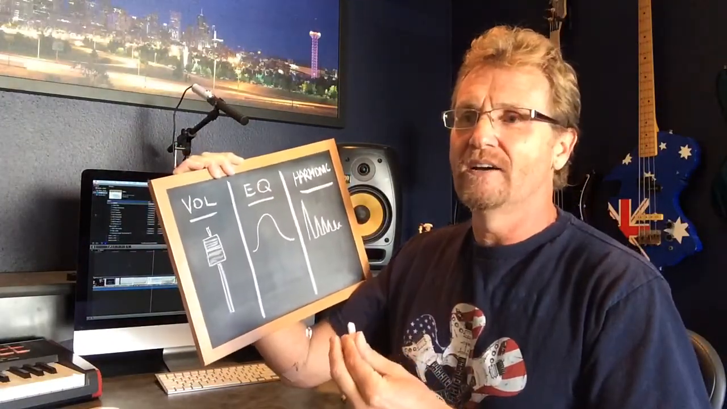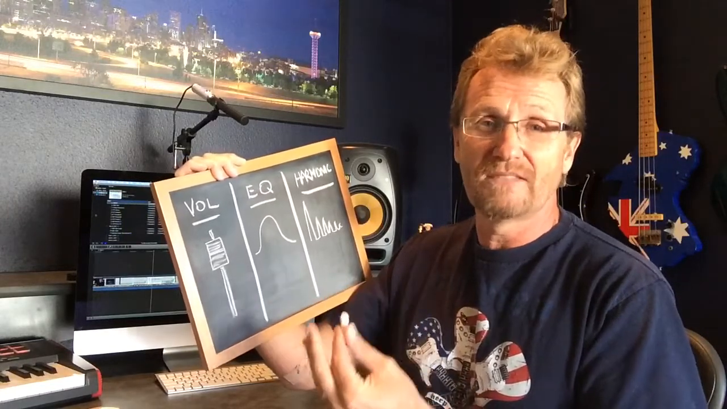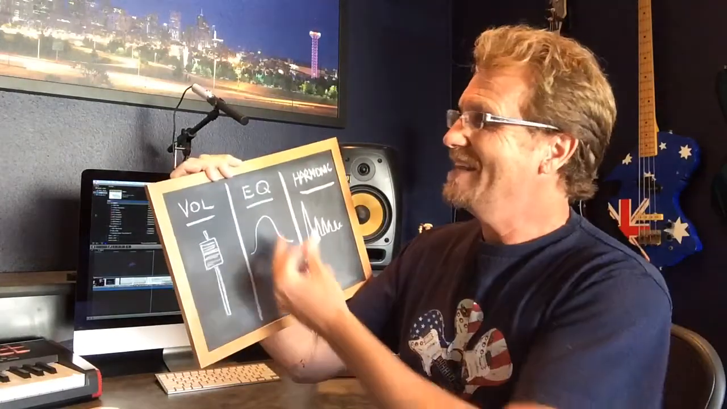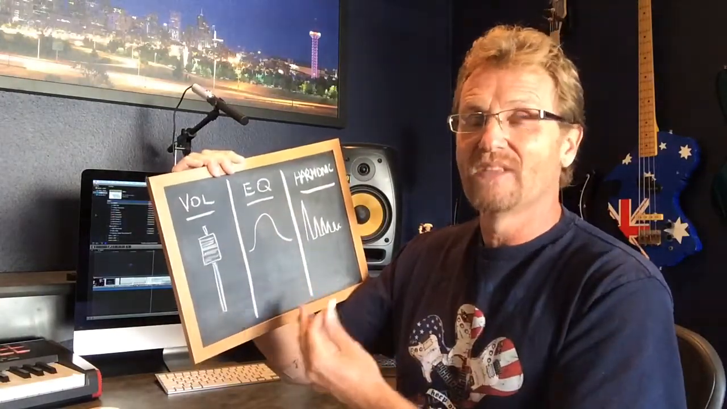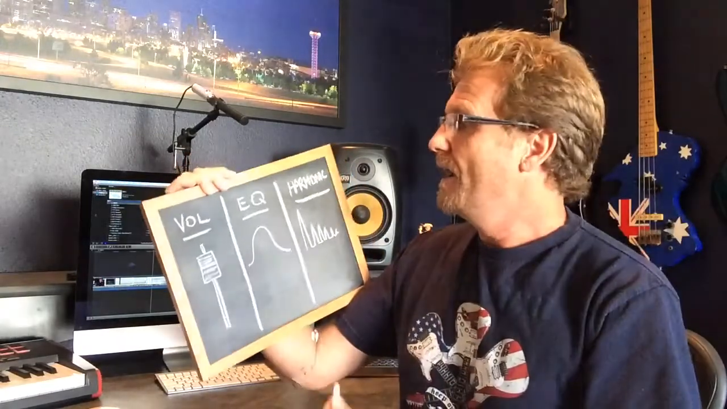Obviously, something like a band pass. Let's imagine a high pass filter to take the rumble off of a vocal. That is an EQ thing. That is taking the first couple of octaves and rolling it off at a very steep curve.